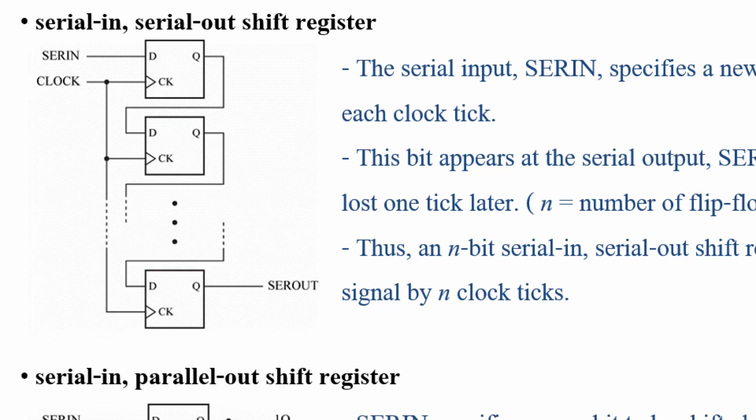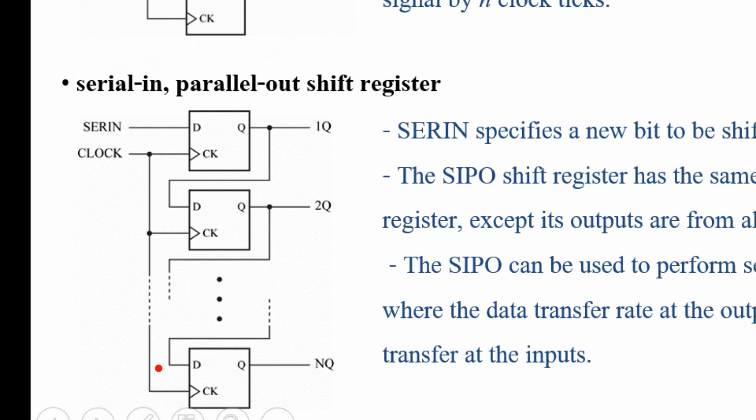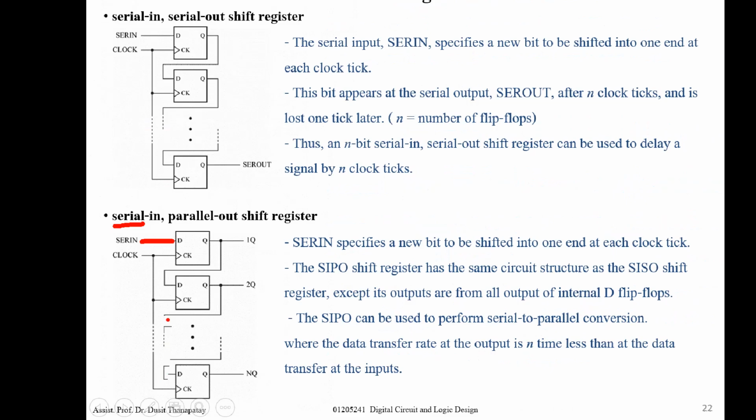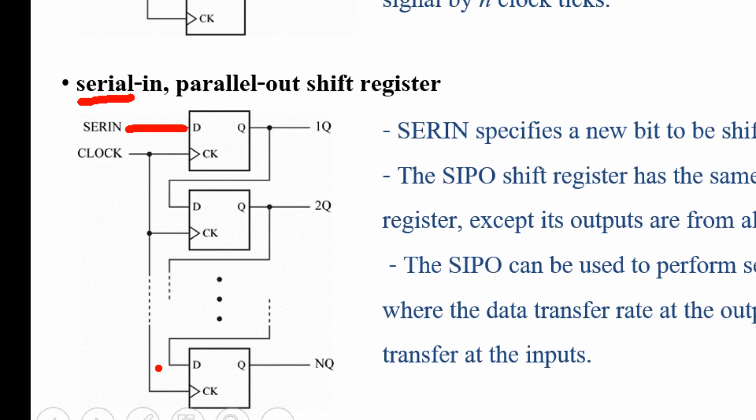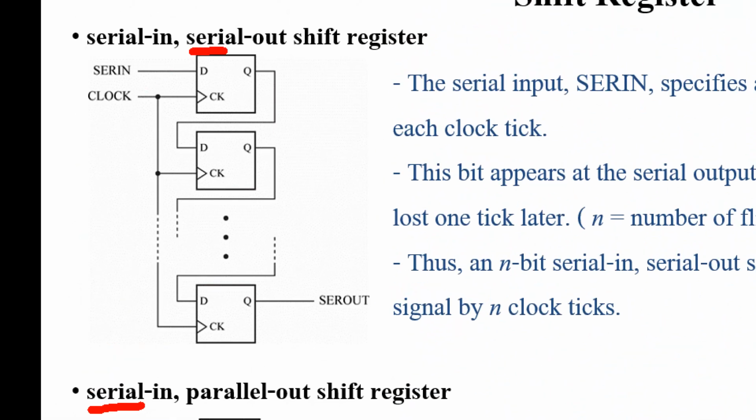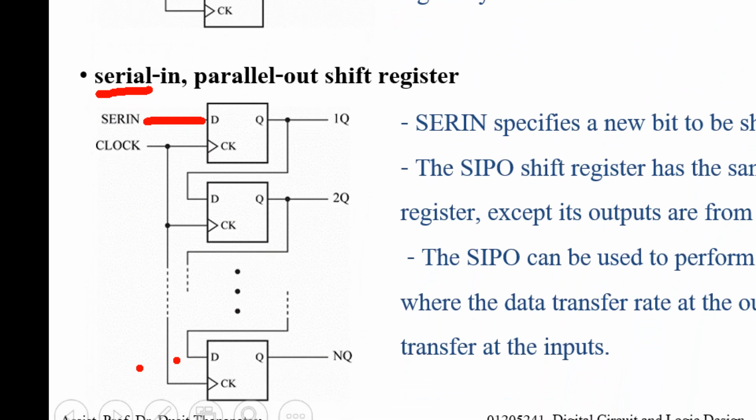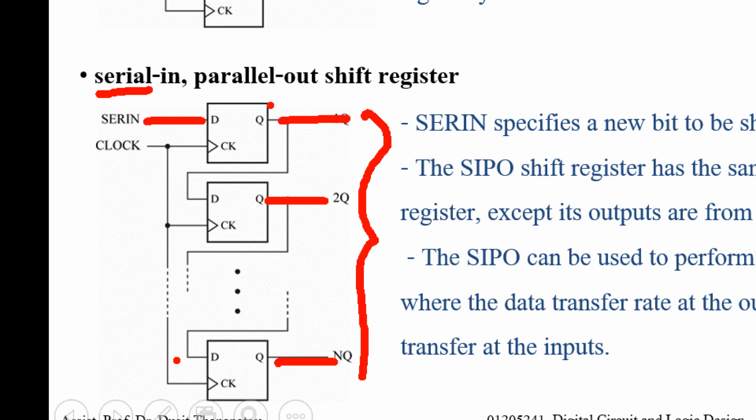And how about serial in, parallel out? For serial in, parallel out, you can connect something like this. Actually, it's the same connection between the flip-flops. The difference is the output. For serial out, you use only 1 bit output, but for parallel out, you use multiple bits at the output. You use all outputs from the flip-flops.